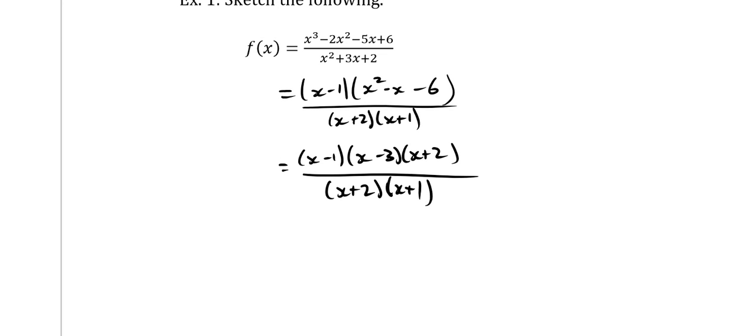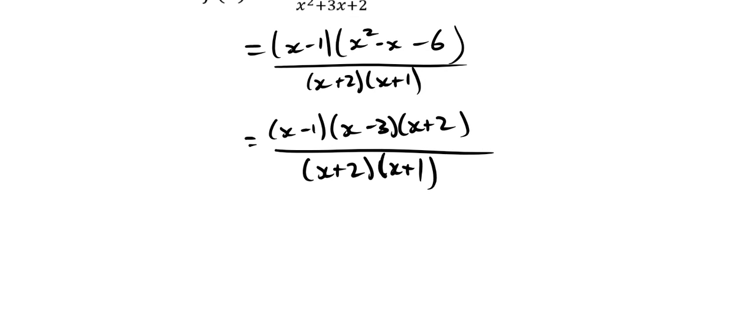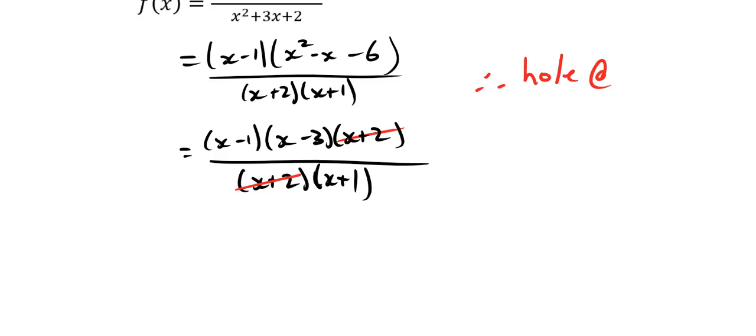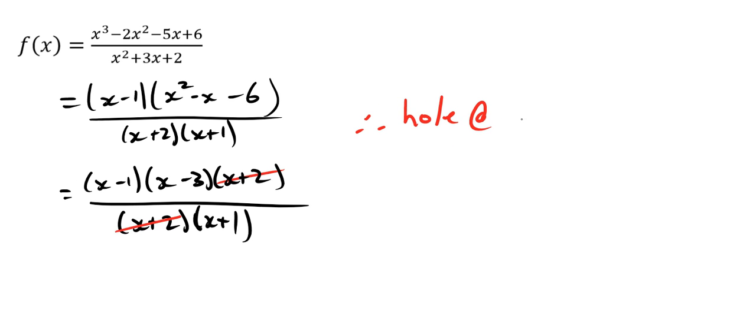And what do you notice? Anybody? Yeah, we've got some things that divide here to 1. And what does that mean? We have a hole at x equals -2, because it divided on top and bottom.